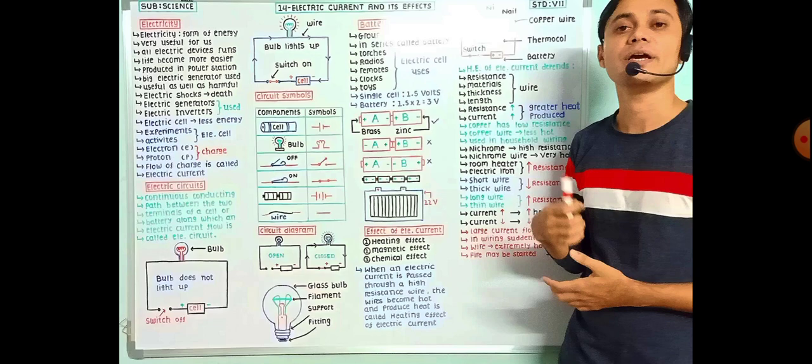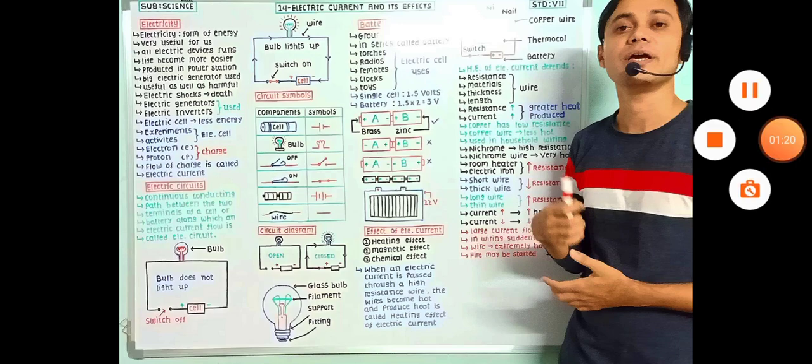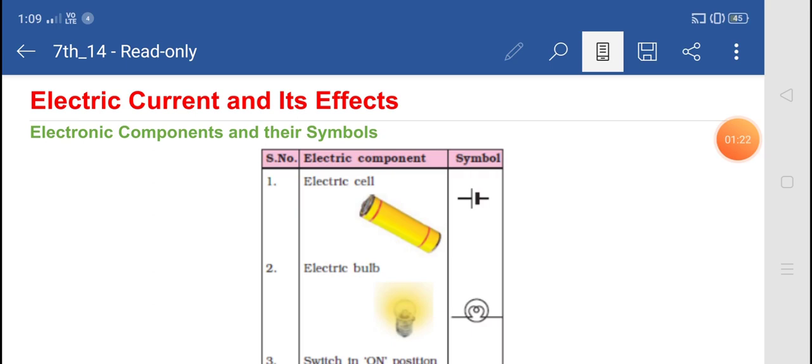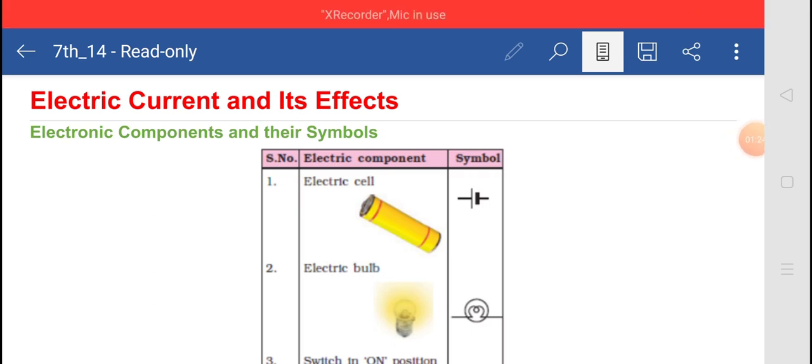Then, an electric generator and an electric inverter are used to produce electricity. Then we saw that an electric cell produces a small amount of energy. That is the reason they are used in activities or experiments in the laboratory, right? Then we discussed what electric current is. Electric current is the flow of charge, right? Electric current and its effects.